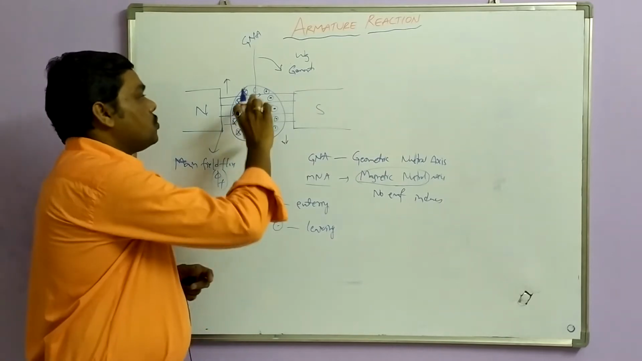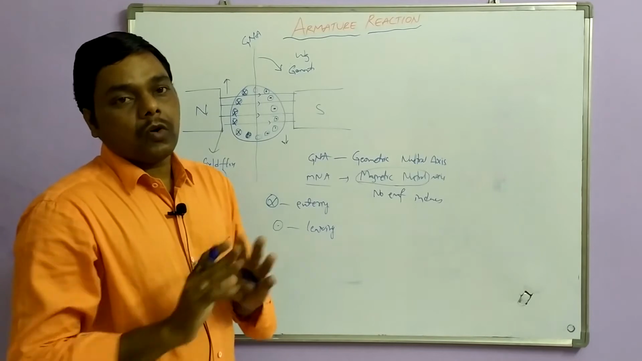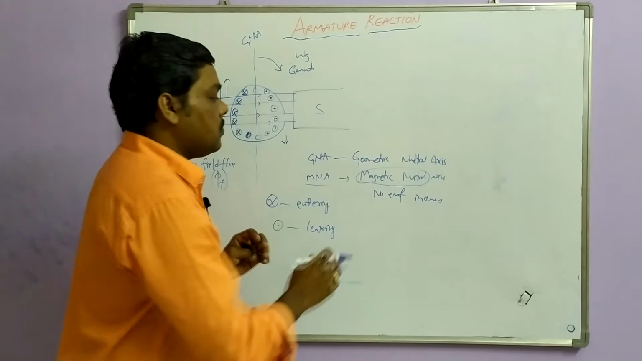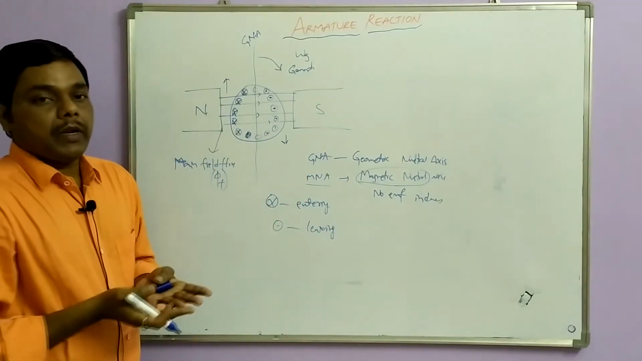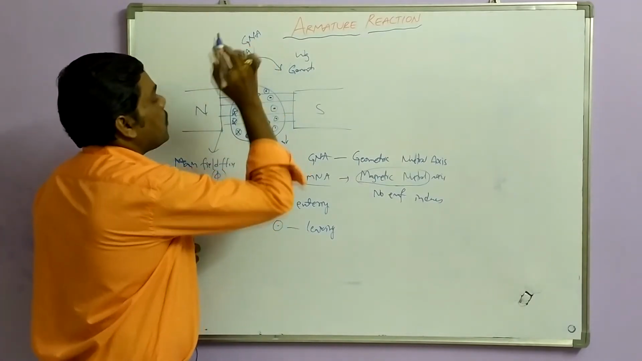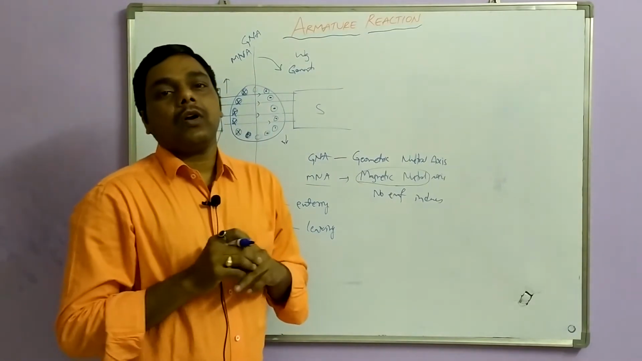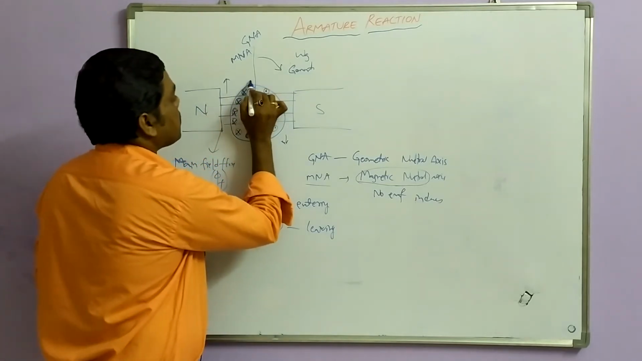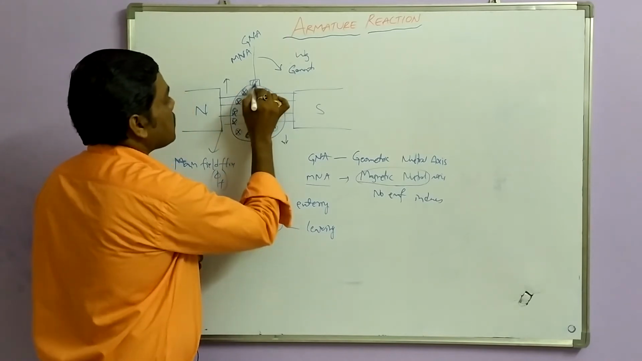So these two conductors are magnetically neutral, so the conductors carry no current, and there is no induced EMF. If there is no induced EMF, that axis we can call the MNA. So this axis where your two conductors do not carry any current is called the MNA, and the brushes are also placed along the MNA.